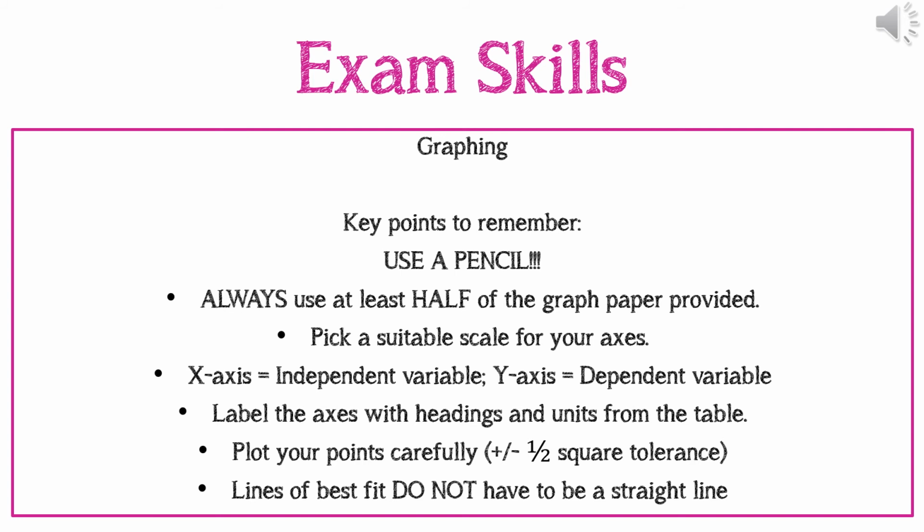When we come to plot your axes, your x-axis will be your independent variable, the thing you are changing, and the y-axis, the dependent variable. Make sure you label your axes with headings and units. Just take them straight from the table and copy them into the right places, and then take your time in plotting these points. You get a little bit of leeway. It's half a square, so it can be plus or minus half a square from where it should be. If it's more than that, it's wrong.